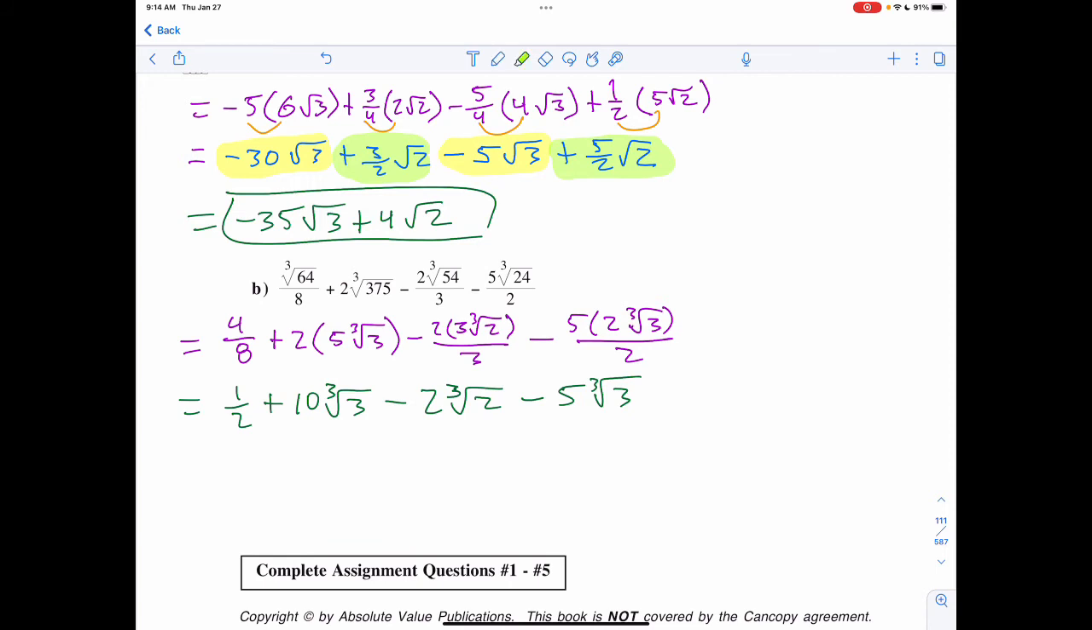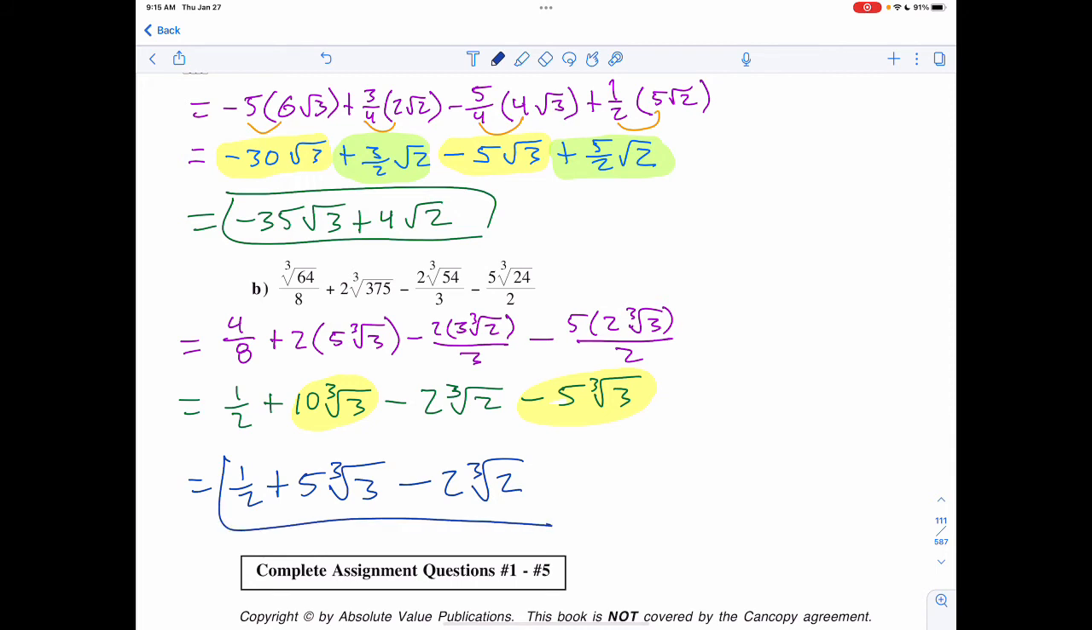And then I'm just going to look for my like terms. I only have 2, a cube root of 3 and a cube root of 3. Which means that I have 1/2. I'm going to be left with only 5 cube root 3s and -2 cube root 2s. And at this point, I'm not too worried about the order, so don't worry if you put it in a different order than I did.